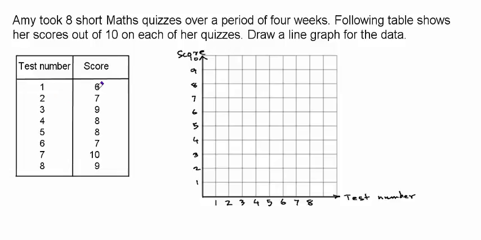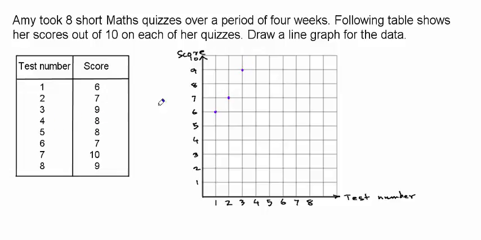All we are going to do now is look at the test number and look at the corresponding score and plot that point on this graph paper. So for test number 1, the score is 6. So we have 1 and 6. It's this point. For test number 2, we have a score of 7. So 2 and 7 is here. 3 and 9 is here.